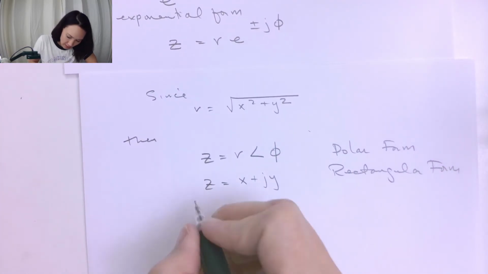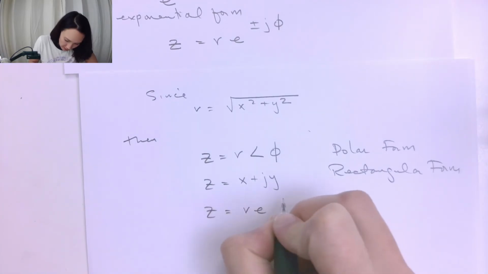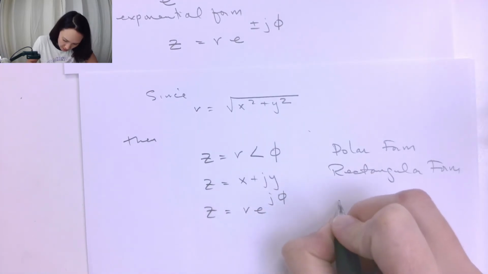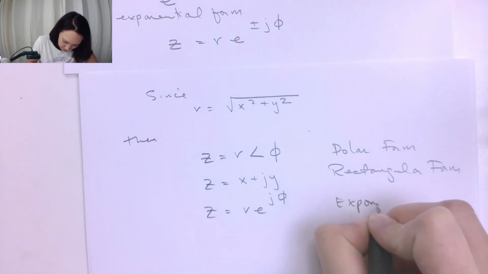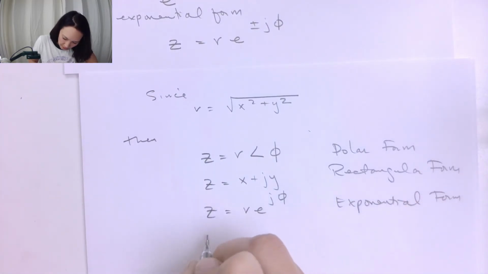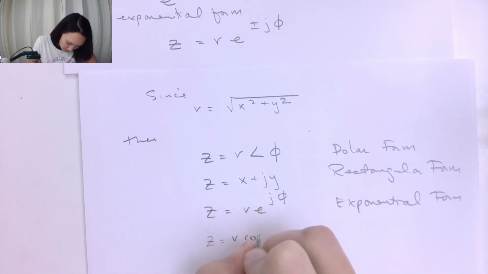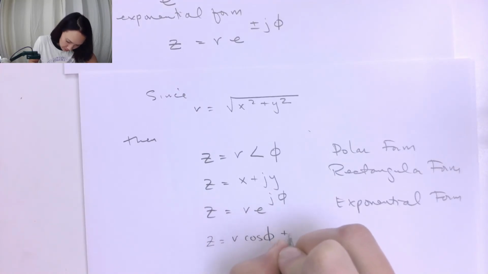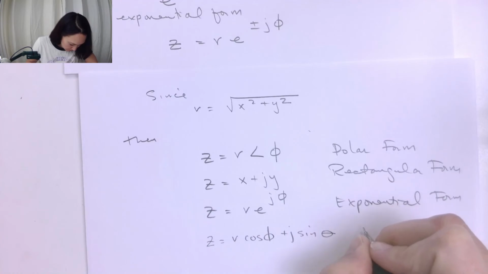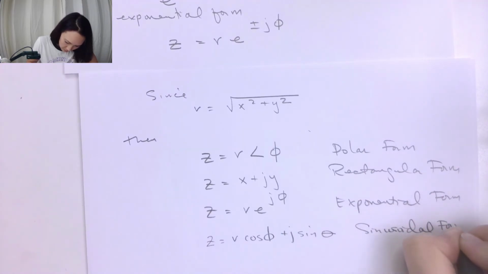And then exponential form was z is equal to r e to the j phi. This is exponential form. And then the last form we have is sinusoidal form, and this is r cosine phi plus j r sine theta, and this is sinusoidal form.